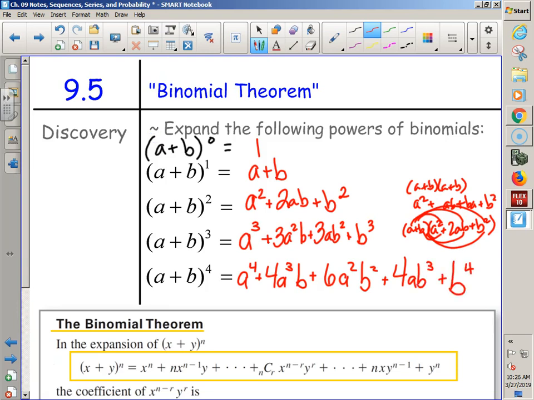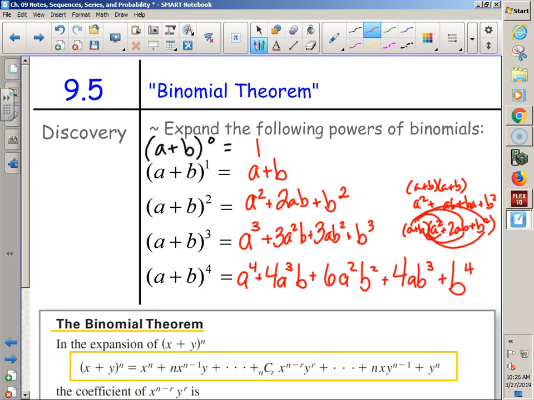What's the pattern? As A goes, wait, pause. As A goes down from what? The highest power is going to be what the entire binomial is raised to. As A starts at the highest power and counts down to eventually A to the 0, what does B do?